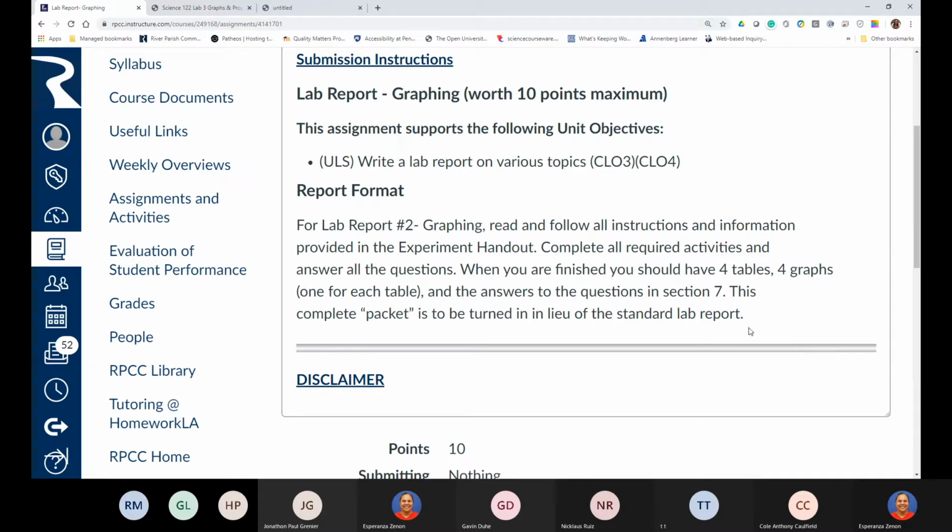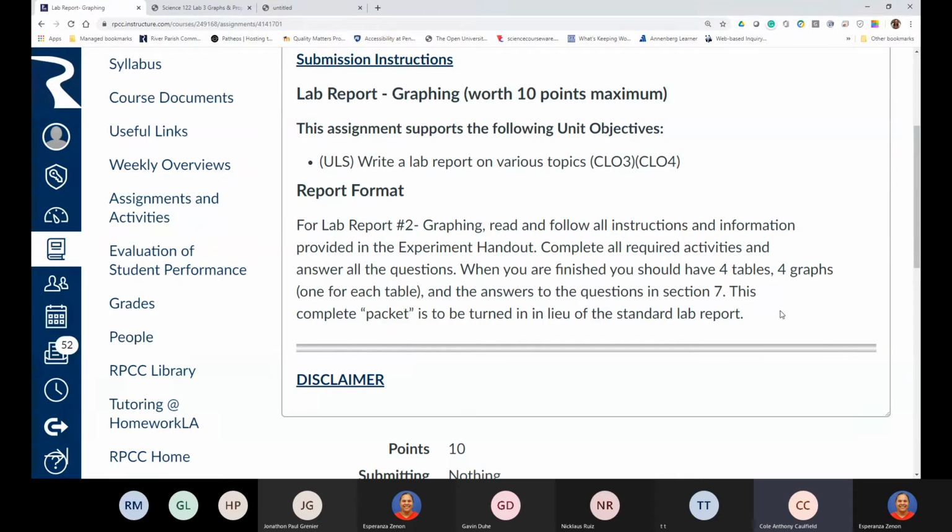So you are not going to write a lab report that has abstract, data analysis, conclusion. What are you going to turn in? 4 tables, 4 graphs, and the answers to the questions in section 7. Do all of you understand what you're going to turn in? So the experiment basically is the lab report. That's correct. Okay.